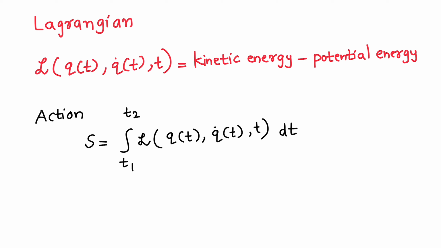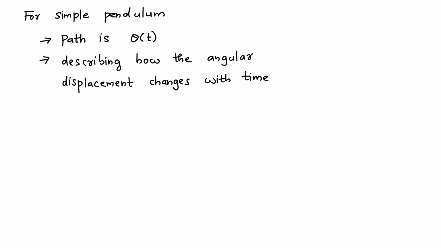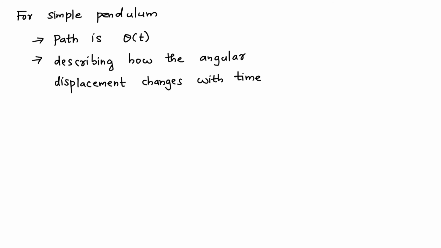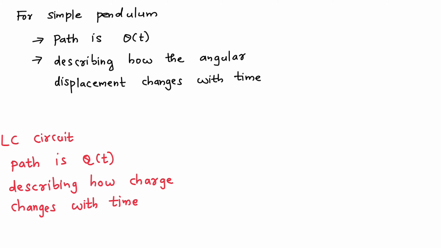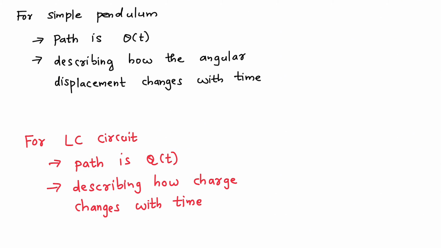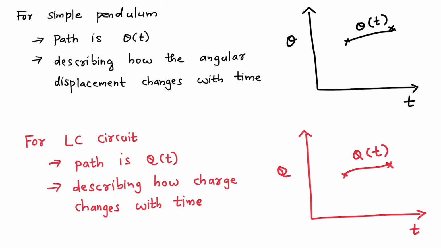Now we need one more essential ingredient to understand the principle of stationary action, and that is the concept of path. For the simple pendulum, the path is a function theta of t, describing how the angular displacement changes with time. For the LC circuit, the path describes how charge evolves over time. We can represent a path like this by plotting the generalized coordinate of the system versus time. This is called a configuration space diagram.